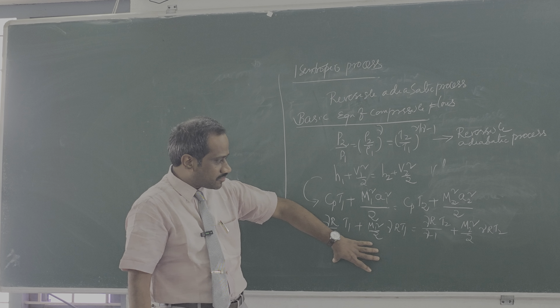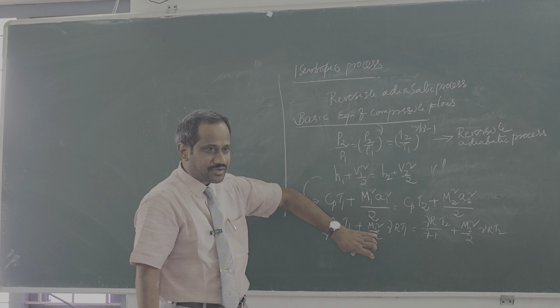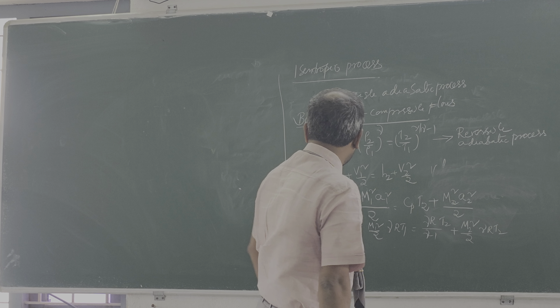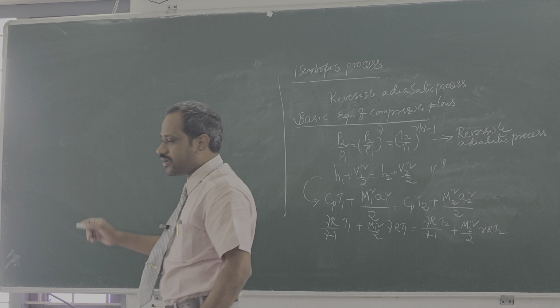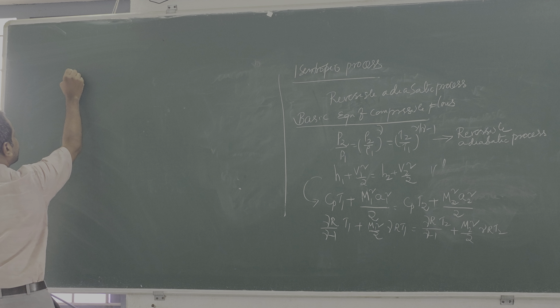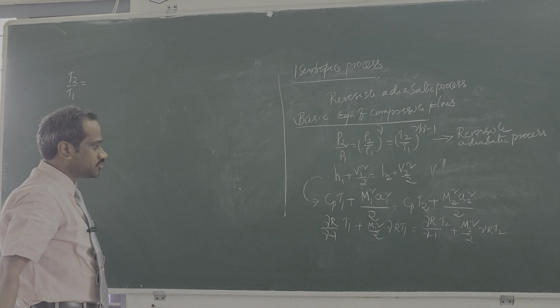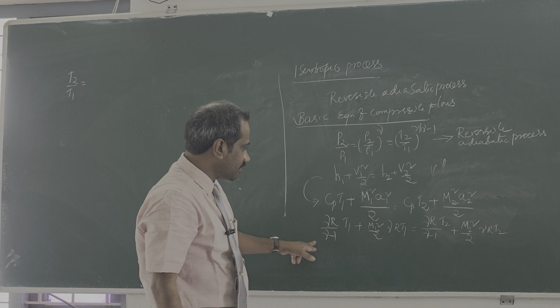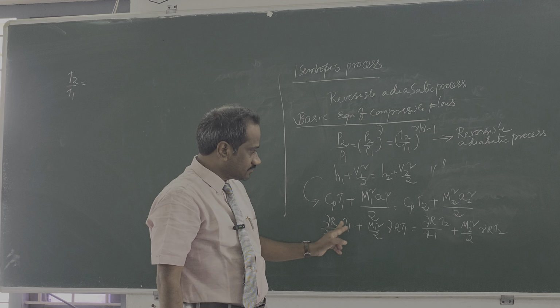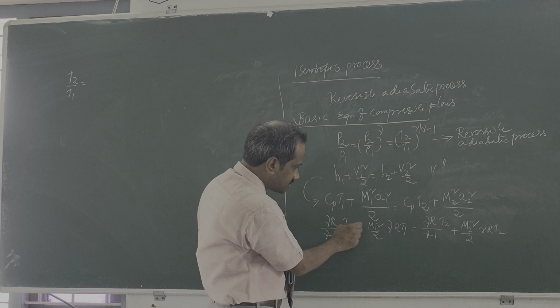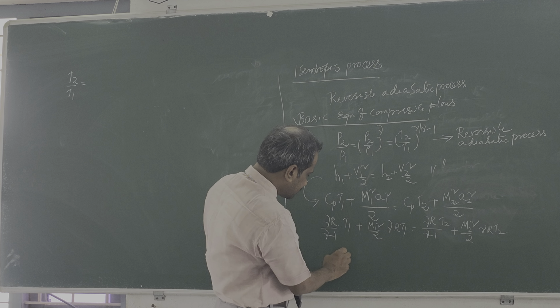I just want you to do this. T2 by T1 is equal to, try all of you. I want a final expression of T2 by T1 is equal to. Do whatever you want to do. Take T1 common. Gamma R can go away. So what is the simplest possible way of doing this?